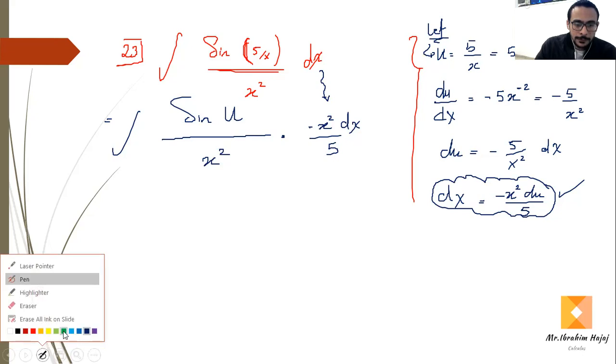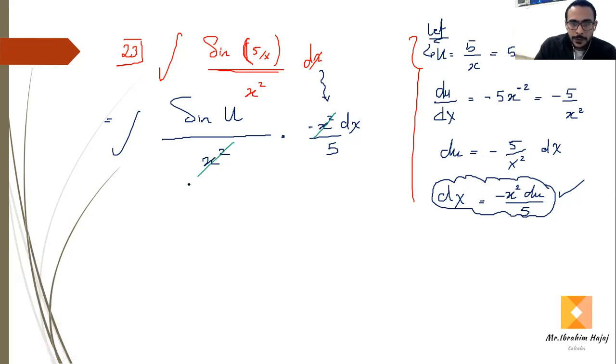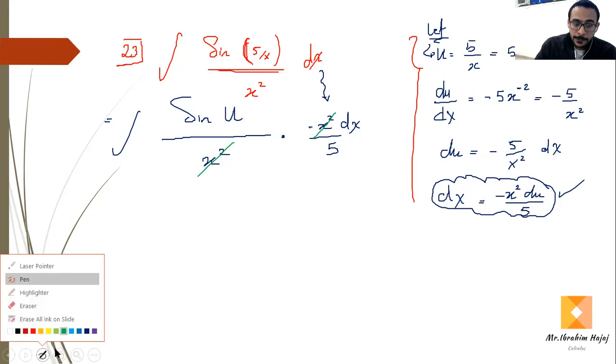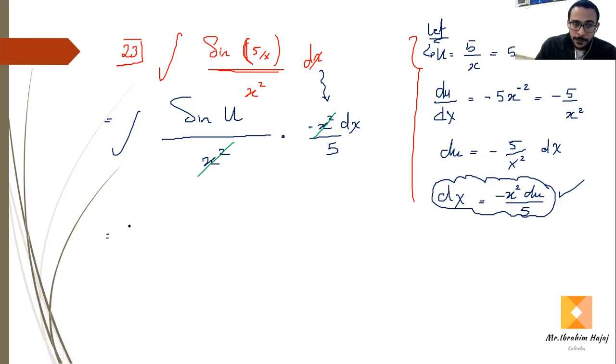Cancel the x squared with the x squared. Negative 1 over 5 is constant, so we take it outside. What remains is sine u du, which is simple and easy to find its integral.